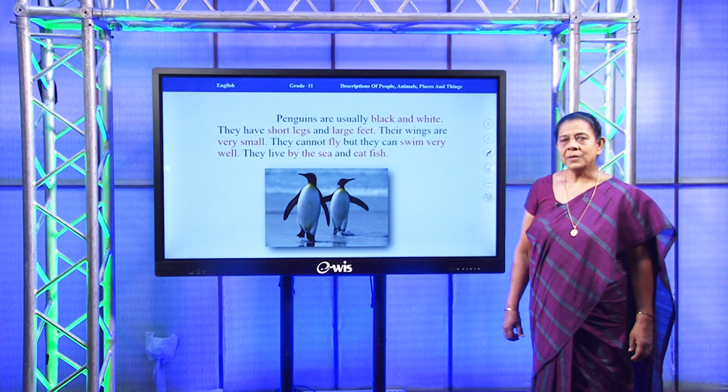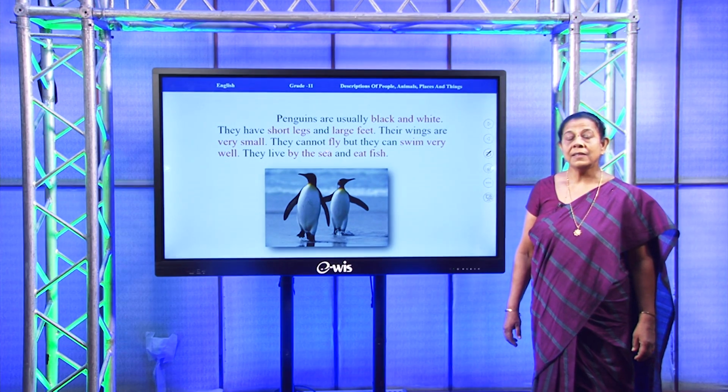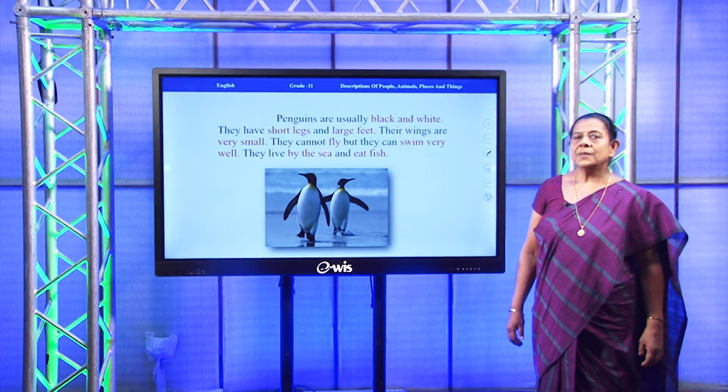Yes, children, so how do you complete the description? You have to use the clues given. Then it's easy for you to write the paragraph or the description of penguin. Right. Shall we move to another activity?